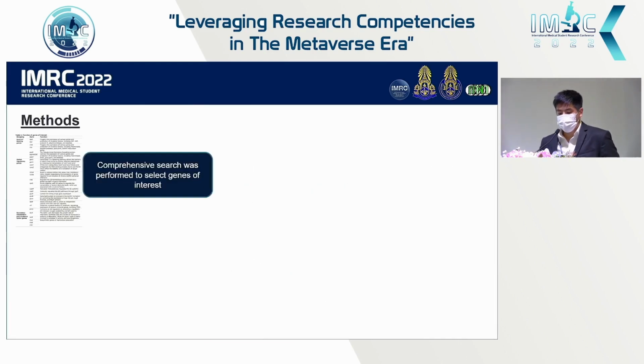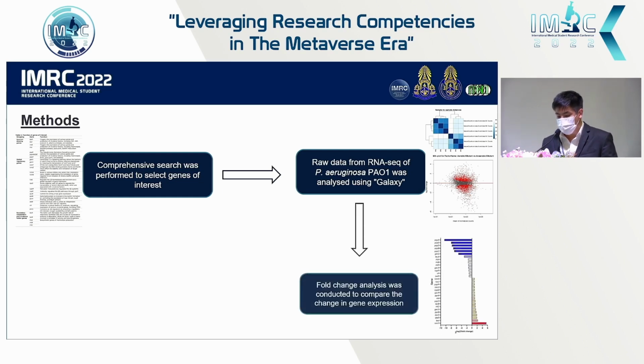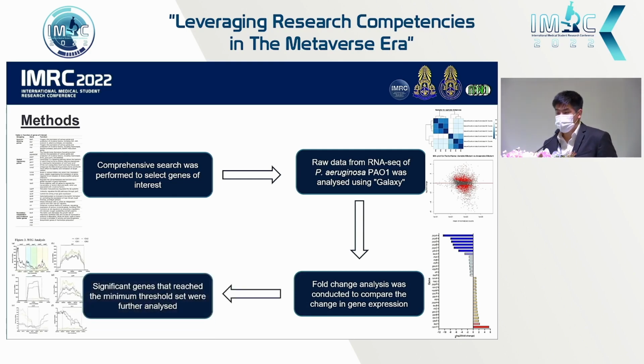This research first started off with a comprehensive search for genes of interest, and the chosen genes were separated into three groups: the quorum sensing genes, global regulatory genes, and the secondary metabolism and virulence factor genes. Afterwards, raw data from the RNA sequencing of Pseudomonas aeruginosa PAO1 were obtained and analyzed using a bioinformatics interface called Galaxy, in which fold change analyses were conducted to compare the change in gene expression for each condition. Afterwards, significant genes that reached the minimum threshold set were further analyzed.